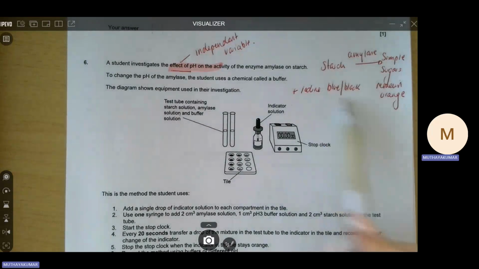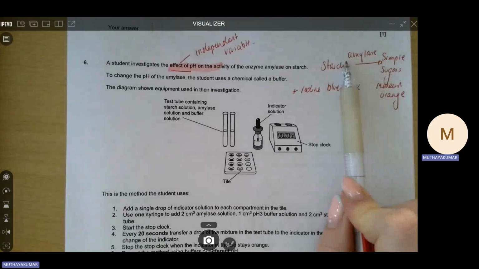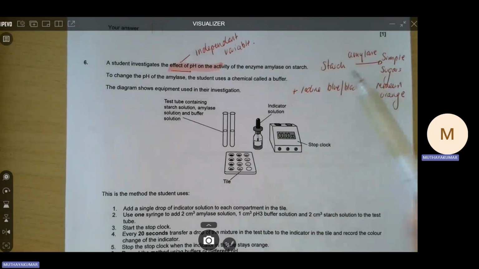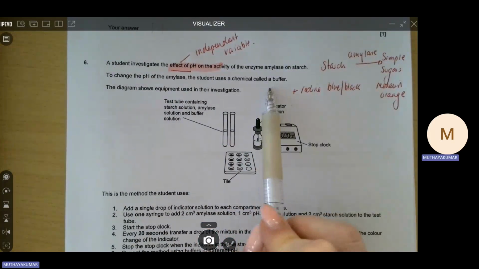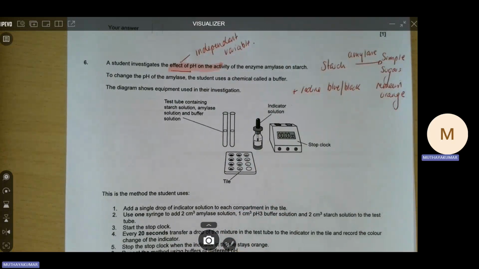So we use this as an indicator to see whether the reaction has finished. So at the start of the reaction, it's going to be blue-black because you've got starch. We're going to add amylase, and it's going to break down that starch into simple sugar. So when it's finished, it's going to remain orange. It's not going to change color. Okay. So to change the pH, we use buffers. So as you know from the chemistry, okay, buffers ensure that the pH remains constant.